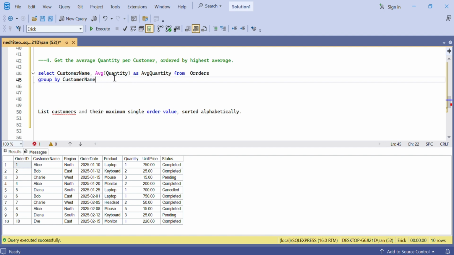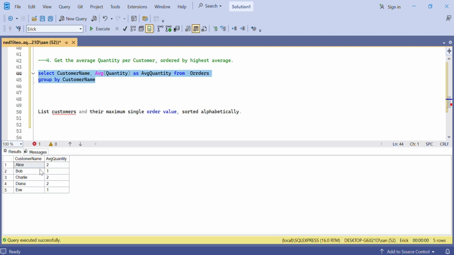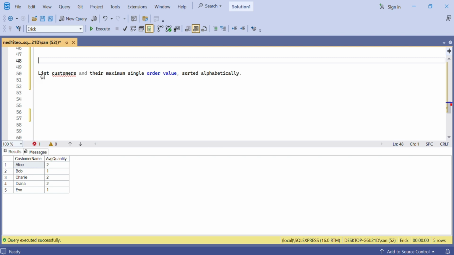So we find the average quantity, and then for us to get the average quantity per customer, we'll have to group by customer. So this one, if you run it, you can see. So this is the average quantity per customer. So customer Alice, average quantity is 2, Bob, Charlie, and so on. So I think that one is clear. So let's finalize.